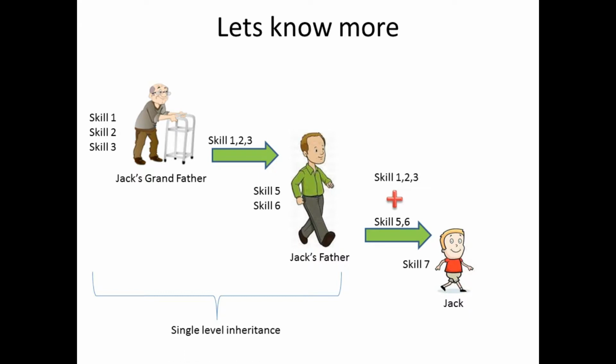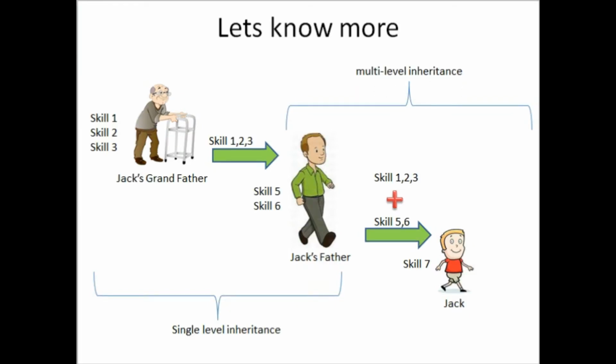Here, Jack's father gets the properties from his father, but between Jack and Jack's father there is multi-level inheritance, because Jack gets the properties from his father and also gets the properties which were acquired by his father. So this concept is known as multi-level inheritance.